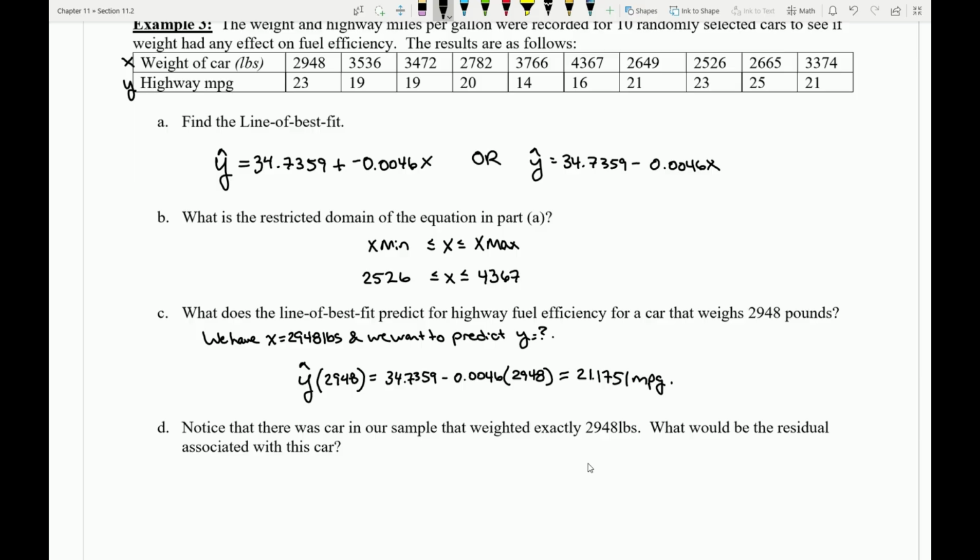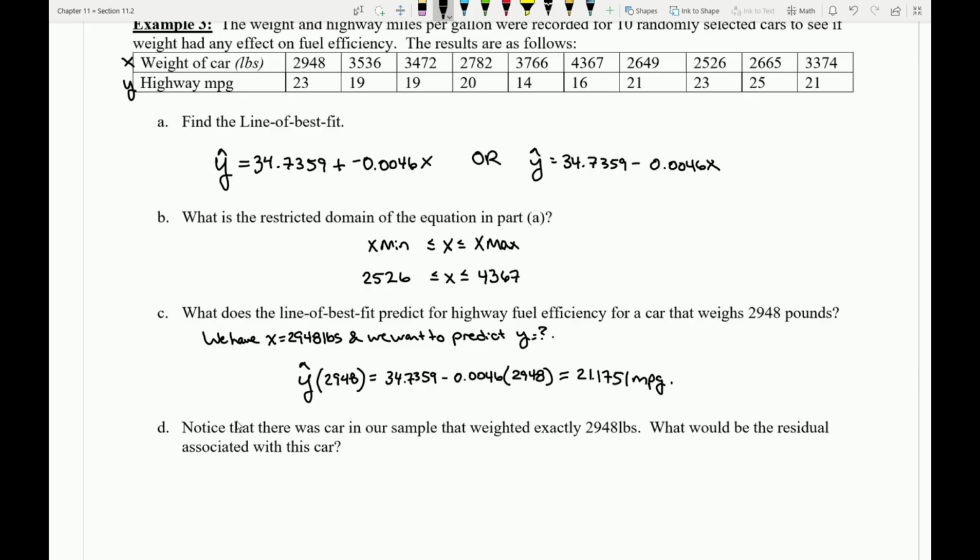line of best fit. Now, if I actually had a car that weighed 2,948 pounds, it might get more, less, or exactly the same amount of miles per gallon. I don't know for sure. But if there was a car that weighed this many pounds, I could figure out how far off my guess is from the actual miles per gallon. And that's exactly what part D is going to ask us to do.